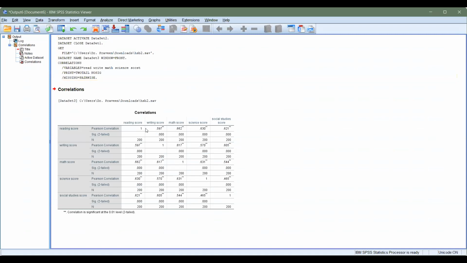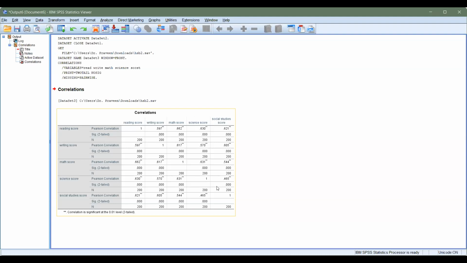So here we are getting the correlation matrix. Okay, so reading score is significantly associated with the writing score, because we are getting stars, and a star means it is highly significant at the 1% level of significance. Okay, so these things you have to see, and all the variables are associated with each other.